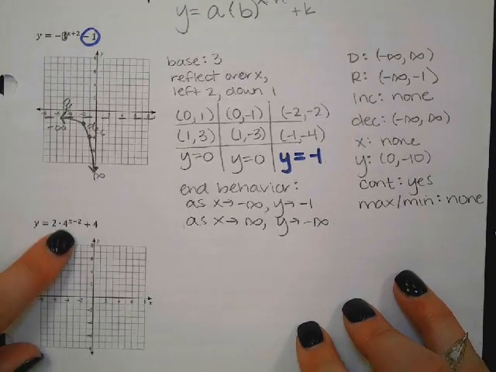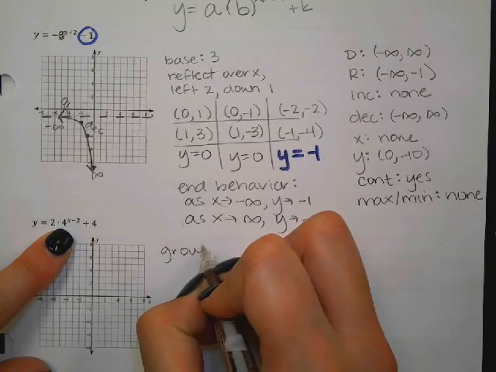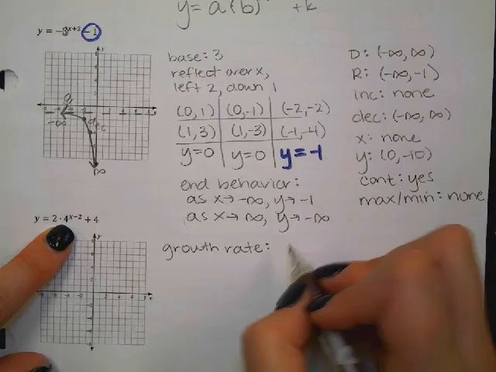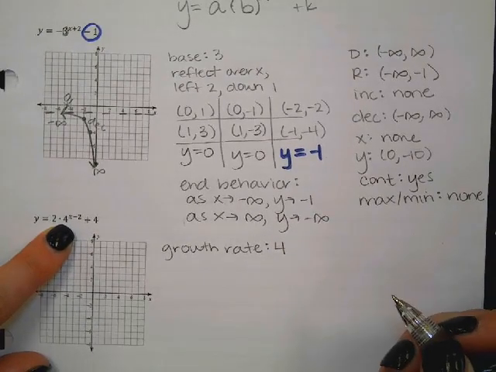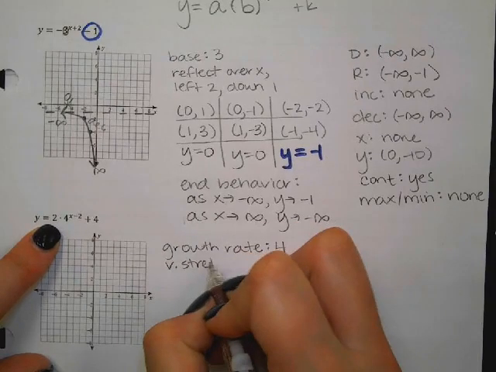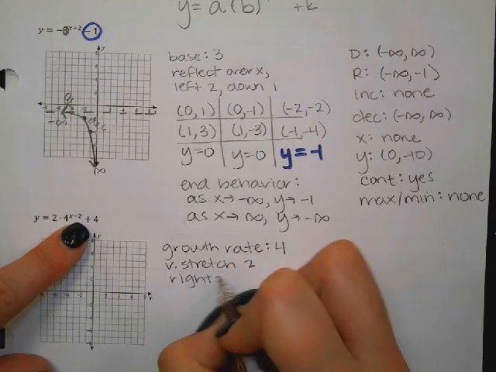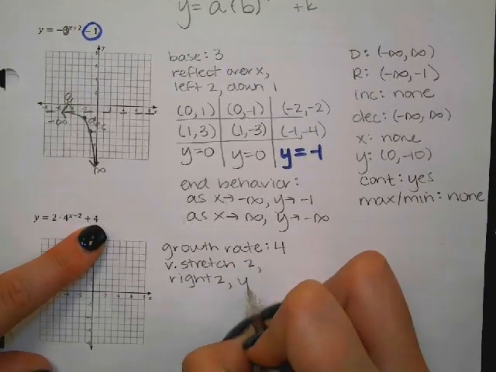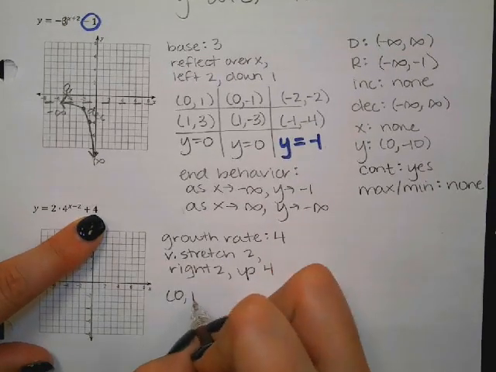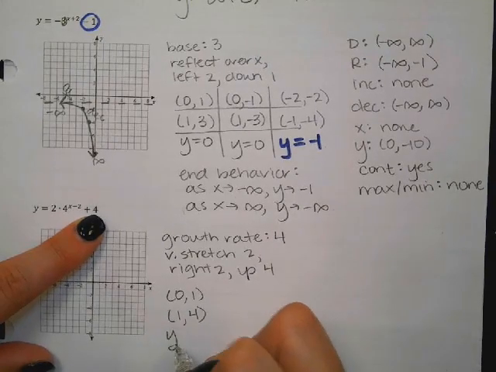Okay, so let's look at this one. Instead of calling it a base this time, I'm going to go ahead and call it a growth rate, just so that we can see that there's multiple words we would use to describe that. So for this one, it's 4. Then I have a 2 in front, so I can say that's a vertical stretch of 2. It has moved to the right 2 and up 4. Okay, so I have the point (0, 1), (1, 4), y equals 0.